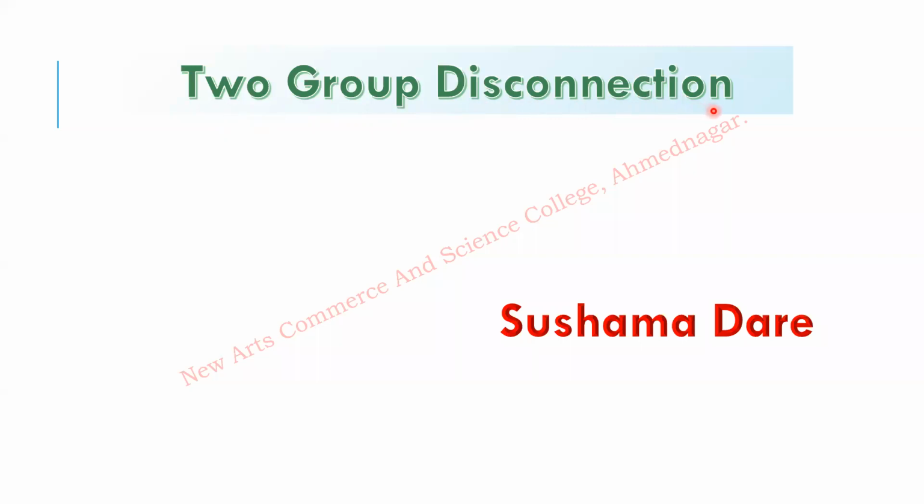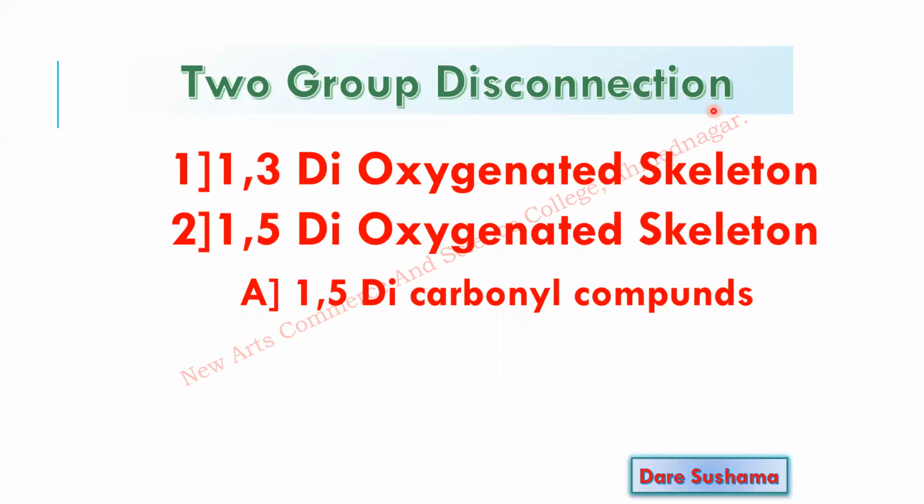In the previous video, we discussed the 1,3-dioxygenated skeleton. In the 1,3-dioxygenated skeleton, we discussed three subpoints. The first subpoint is beta hydroxycarbonyl compound. The second one is alpha beta unsaturated carbonyl compound, and the third one is 1,3-dicarbonyl compound.